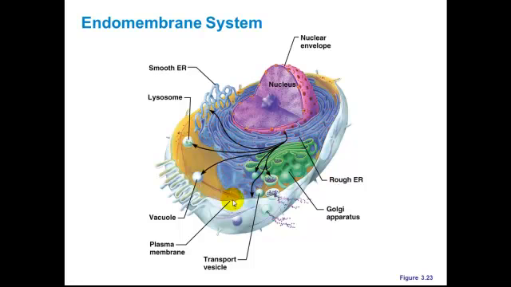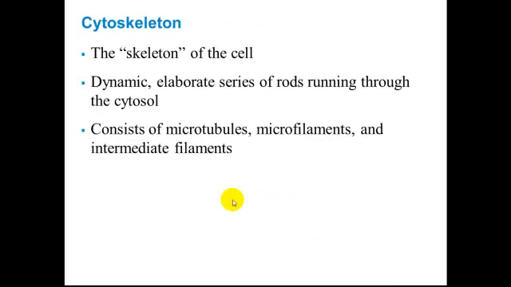Now, shifting gears away from the membranous organelles, let's talk a little bit about the non-membranous organelles. First, we need to talk about the cytoskeleton, and this is quote-unquote the skeleton of the cell. Here we're going to see that we have this series of rods that run through the cytosol. We will see a high degree of variation in the type of cell and the type of skeleton they have. So the cytoskeleton is really going to be dependent on what the cell does and how it needs to move. We will see that these are going to be proteins, and the three main types that we will talk about are microtubules, microfilaments, and intermediate filaments.